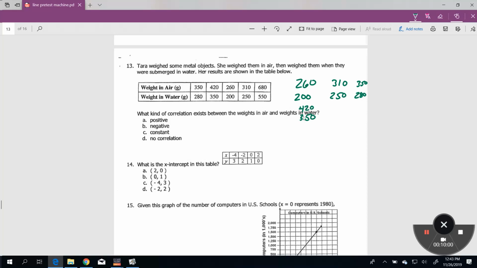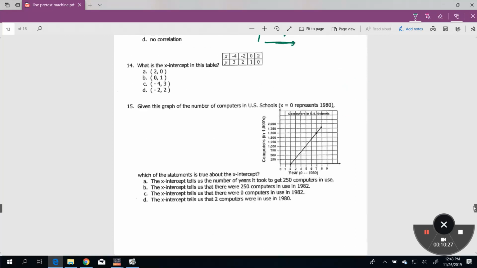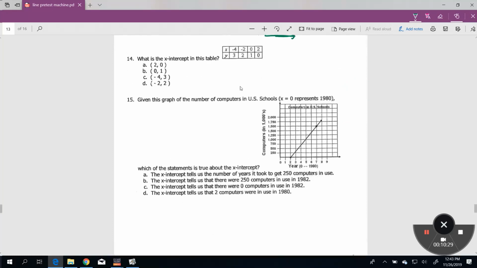In air, it's going up. In water, it's going up. As it gets heavier in air, it gets heavier in water. So that is a positive correlation because as one of them goes up, the other one goes up. So as one goes to the right, the other one goes up. Or in other words, as this one goes up, so does this one. So as your x's, this top line, go up, so do the y's. That's a positive correlation. It's not necessarily something you have to do on your test, but that's just so you know.